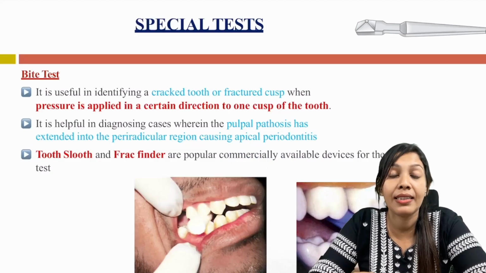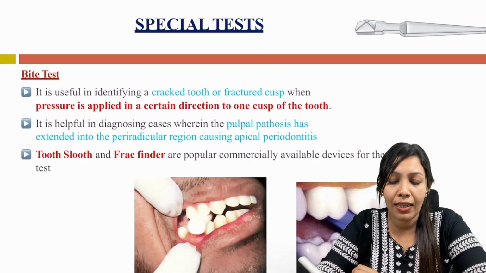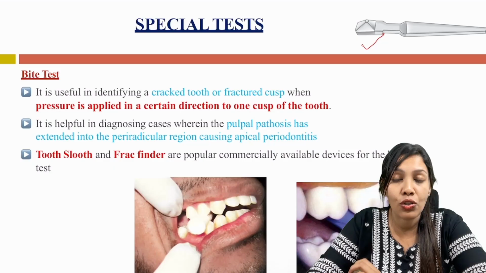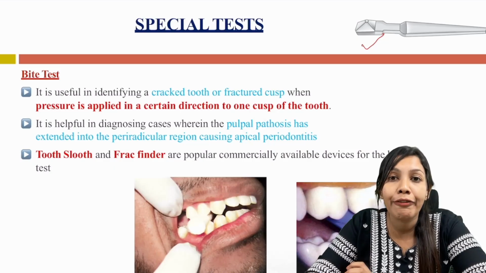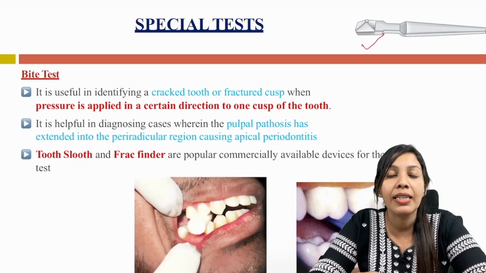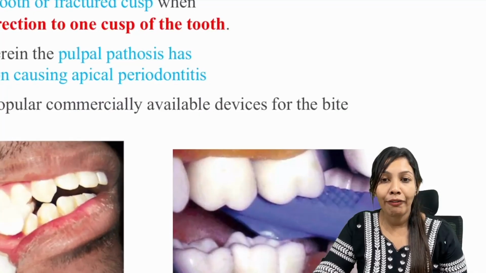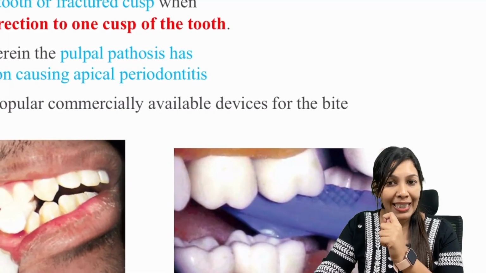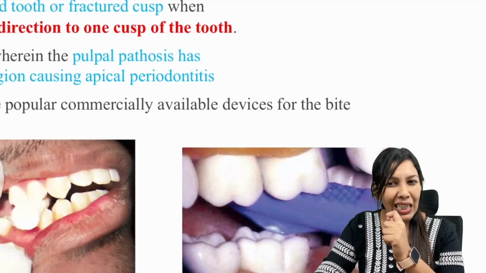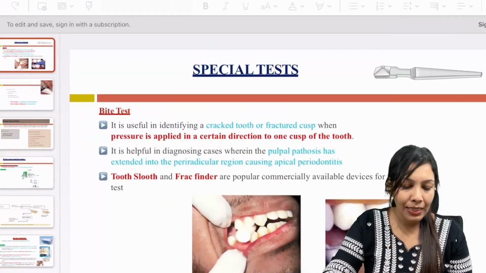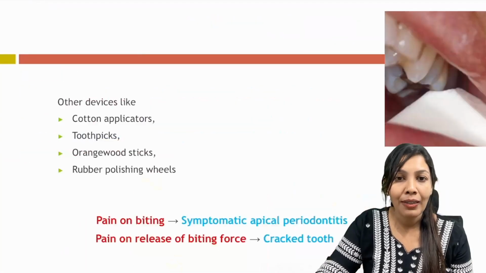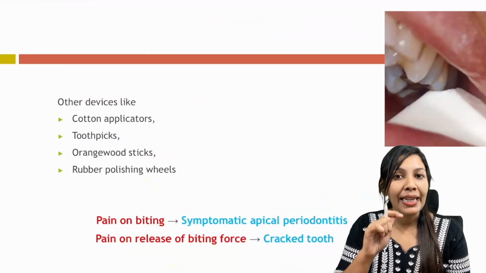Another important test is actually the bite test. This is a special test. You can see in the image here, it is called Tooth Slooth or Frac Finder. These are the two important instruments that are commercially used for finding out fractured teeth. What we do is, we'll be applying the Frac Finder instrument between the teeth and we'll ask the patient to bite on that.